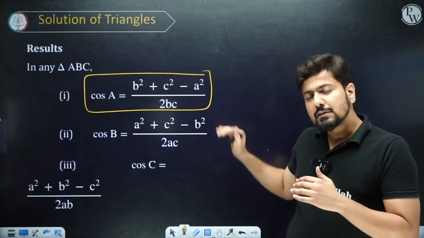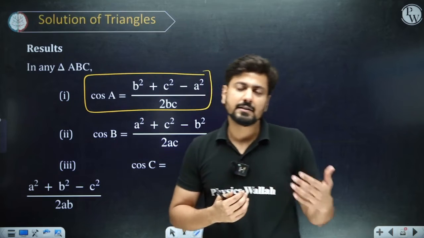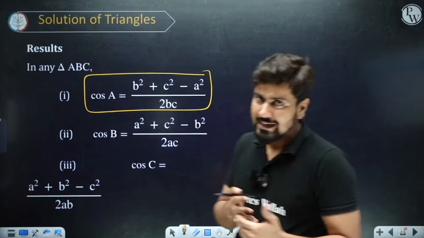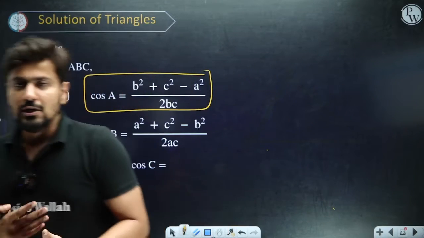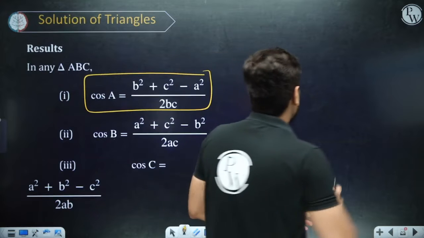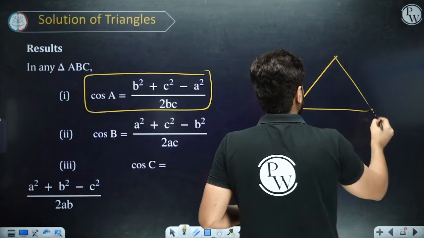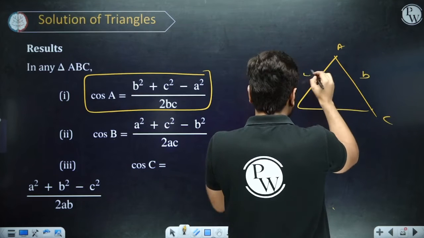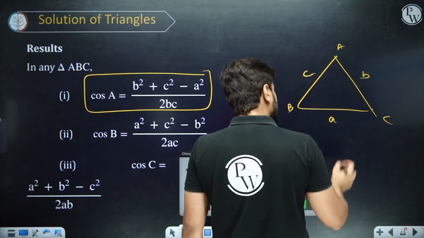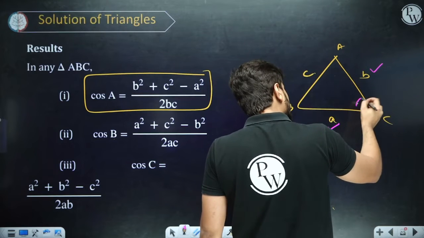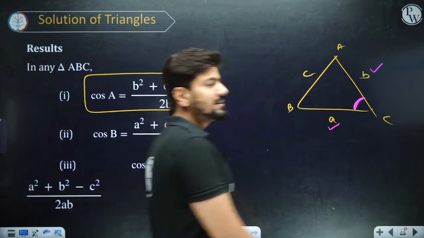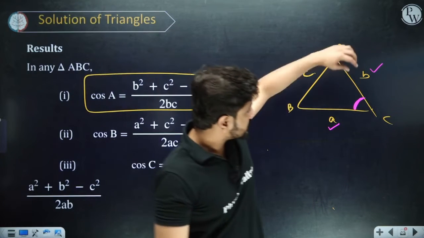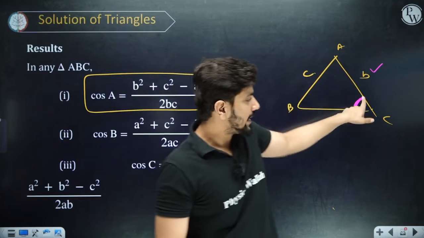So I think you can observe the pattern in this formula, and these formulas are very easy to remember. We'll be using these formulas whenever we have sides and want to find angles. Suppose this is triangle ABC, this is side A, this is side B, side C. Suppose I have the value of side A, side B, and the angle between them, angle C.